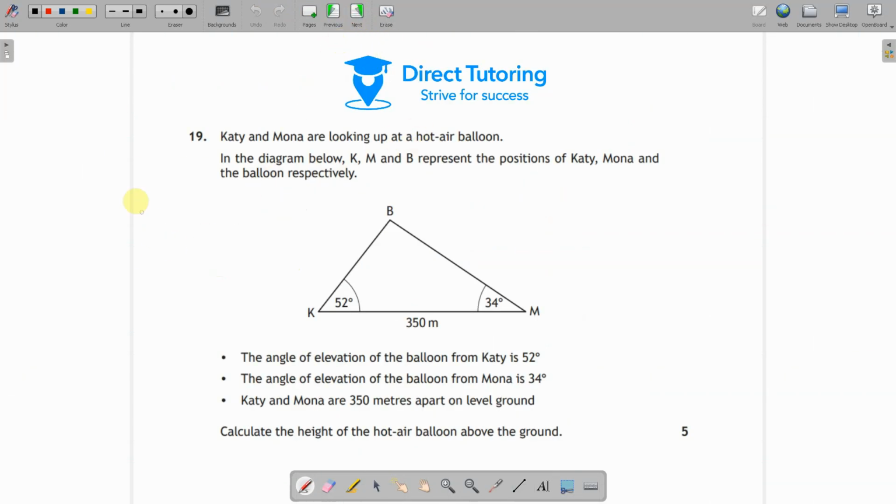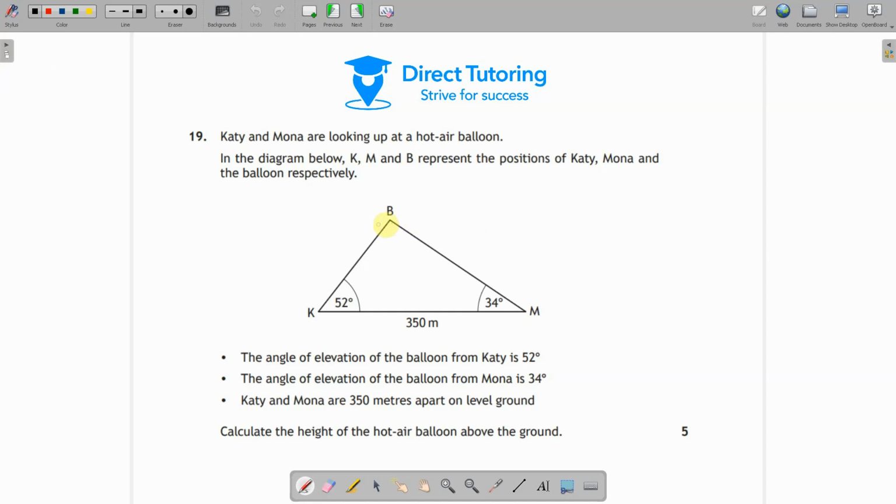So if we take a look at question 19, it's giving us a hot air balloon's trajectory, saying that the diagram below, K, M and B, represents positions of Katie, Mona and the balloon respectively. So Katie being here, Mona being here, and the hot air balloon being up here, and it's given us two angles and a side. Now it's saying calculate the height of the hot air balloon.